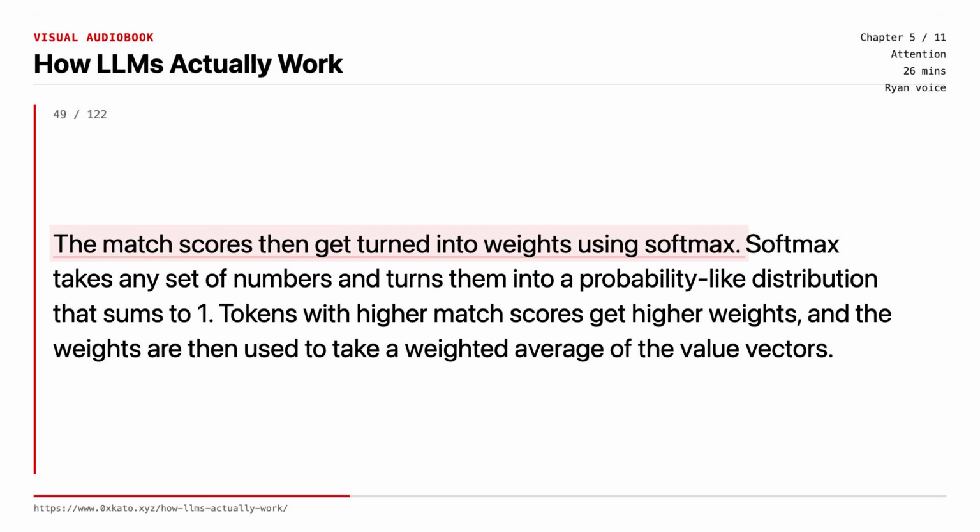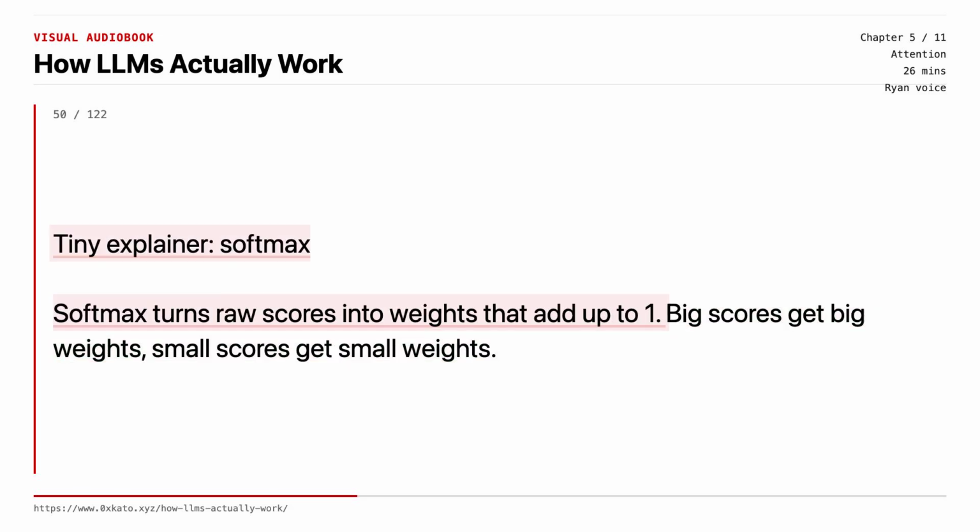The match scores then get turned into weights using softmax. Softmax takes any set of numbers and turns them into a probability-like distribution that sums to 1. Tokens with higher match scores get higher weights, and the weights are then used to take a weighted average of the value vectors. Tiny explainer: softmax. Softmax turns scores into weights that add up to 1. Big scores get big weights, small scores get small weights.